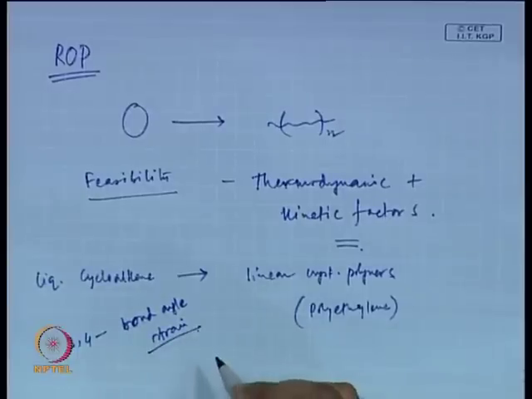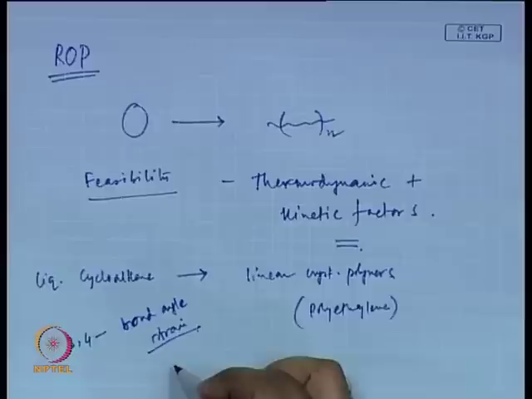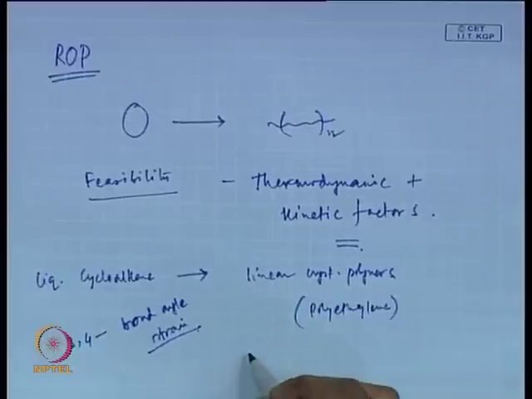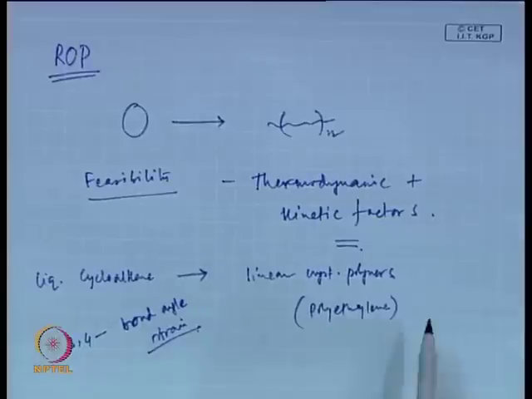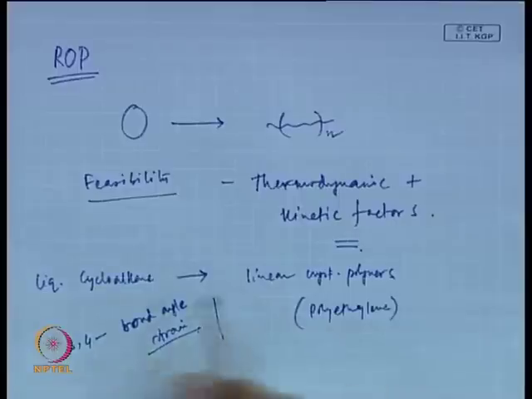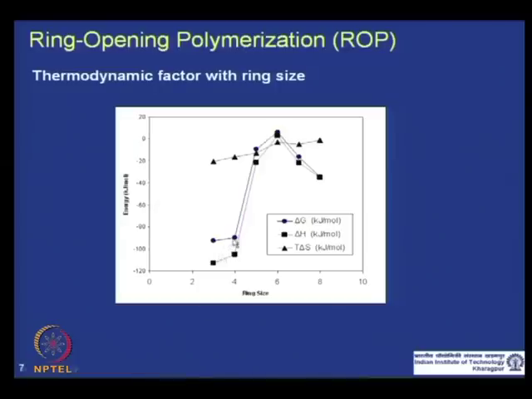Whereas 5 member rings are strained due to eclipse conformation, and 7, 8 member rings are also strained because of transannular conformations. Now, if you look at these numbers, the enthalpy change on polymerization from a 3 member cyclic ring to a linear polymer is highly negative.